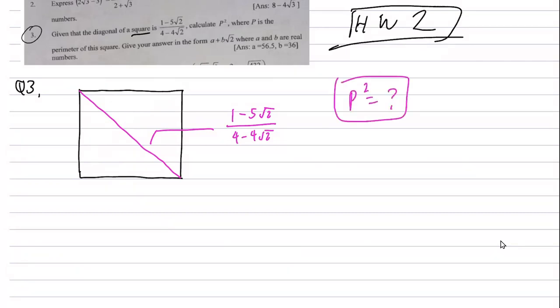Draw a square. Then they tell you the diagonal. So what's a diagonal? Like this, or the other one, diagonal. Just draw one is good enough. Then we label the length. They want you to calculate p square. P square equals question mark. That's the goal. Then p is the perimeter. How do you find perimeter from diagonal? Pythagoras. Yes, can.